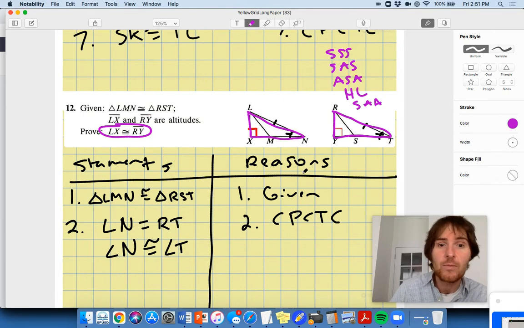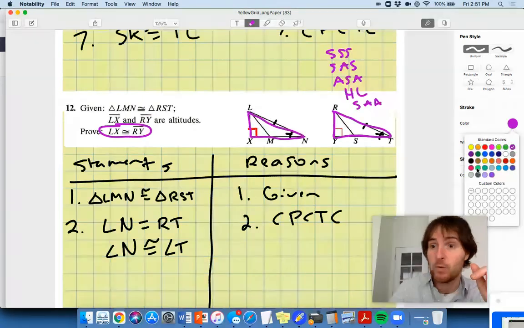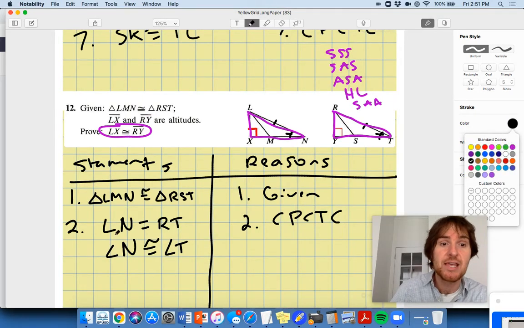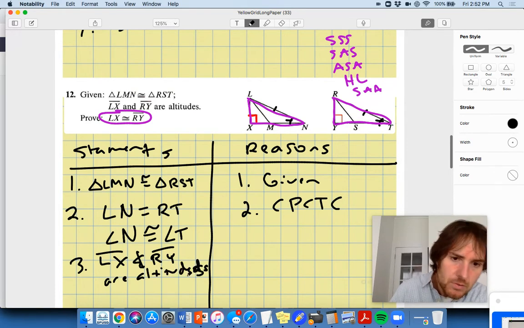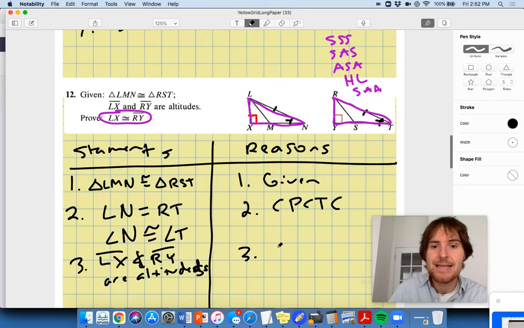So the way we can do that, we've said we have a segment, we have an angle. Do we have another angle? Yeah, we do. We got to put that to work for us here. The fact that these are altitudes, and I'll introduce that as the given premise. I haven't talked about that yet. Segment LX and segment RY are altitudes. Oops, altitudes. I think I spelled that right. And that's a given premise.